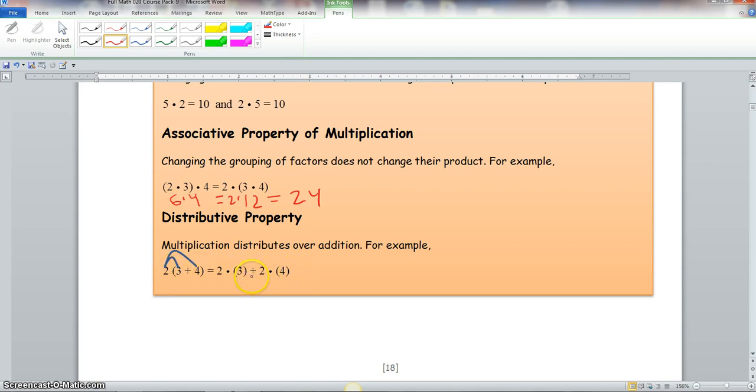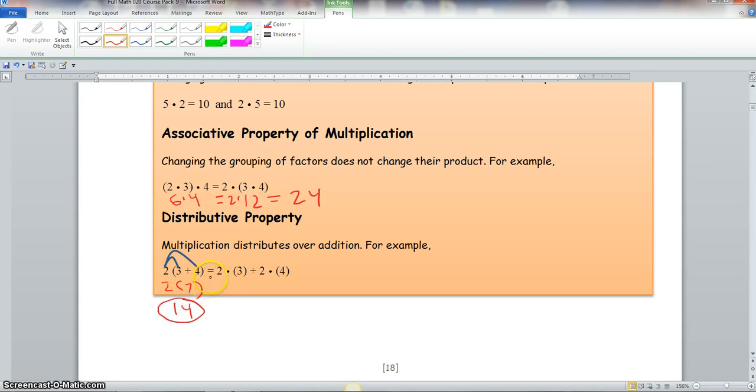Now let me clarify something here. This plus sign does not come from inside this parenthesis. This plus sign comes from the sign of this number that you're multiplying by the parenthesis. Since this 2 is positive, this is where we get the plus from. So now, let's just do this problem out. 3 plus 4 we know is 7. So we know 2 times 7 is 14.